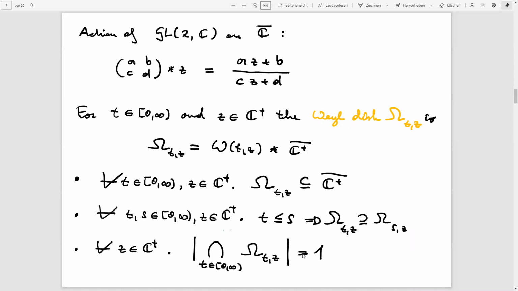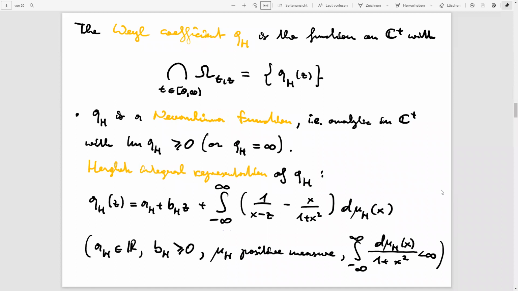So this is responsible that we have only a point. Okay, and now we can define a function which takes as an argument a point in the upper half plane and which maps it to this one point, which is in the intersection of all the Weyl disks when time goes to infinity. And this function is called the Weyl coefficient.